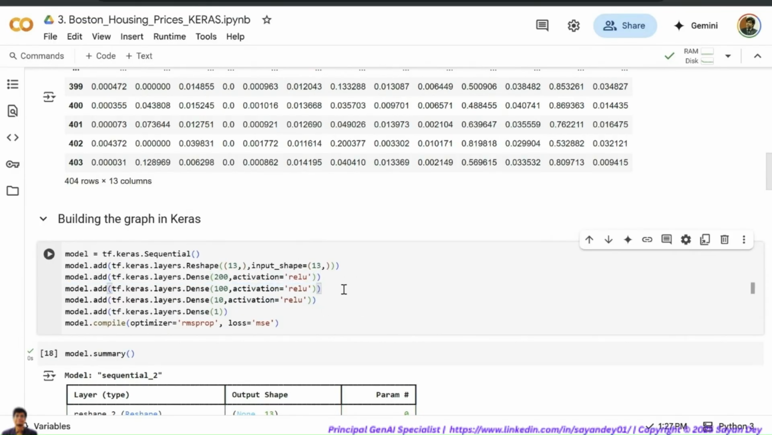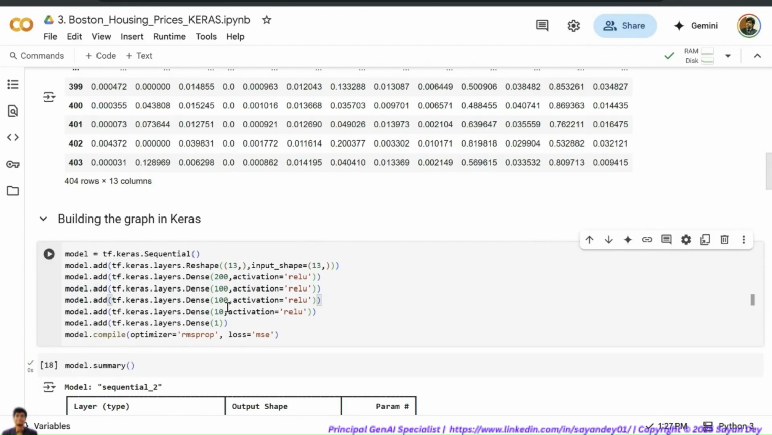I'm trying to really complicate the network right now. You can see: dense 200, dense 100, dense 50. This is generally a preferred way of doing it. You start with lots of features and you try to narrow down. It's generally a best practice. So now let me try this architecture.